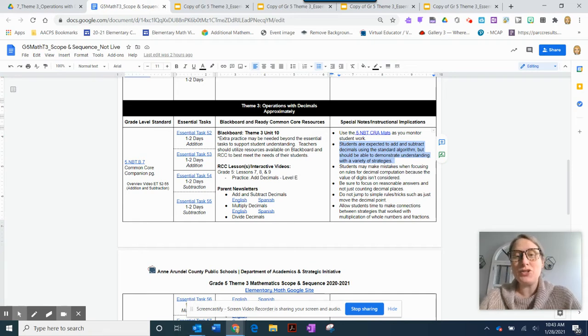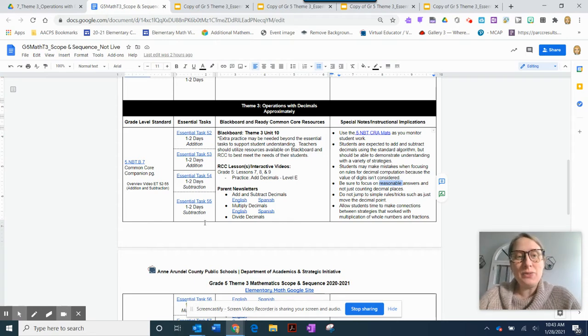So really making sure that we are not focusing on rules for any of our decimal computation. We're not lining up decimals, right? We're really talking about place value, and we're really talking about that conceptual understanding of what we're doing. And we're really going to be focusing on reasonableness, right? So thinking about what would a reasonable answer be? Why do we think that? How do we know? And then double checking our answer when we get it. Was our answer reasonable? Do we need to go back and relook?